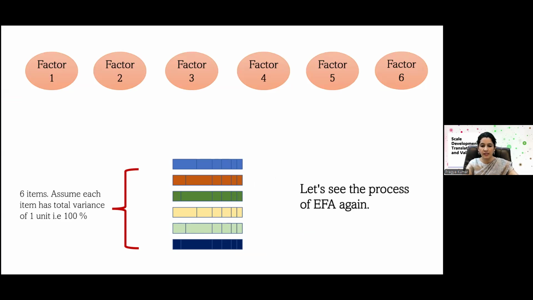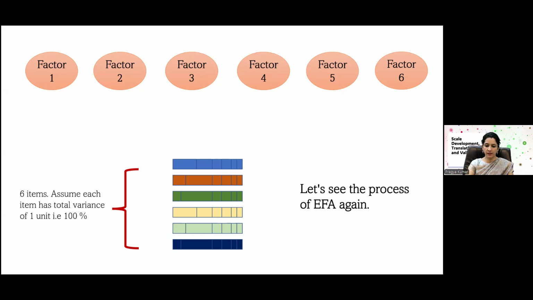So you can see that we have learned that if you start with 6 factors and there are 6 items, initially you assume that each item will measure one factor. So there are 6 initial factors. Each item has to be assumed to have a total variance of 1 unit. So now let's see this process again.